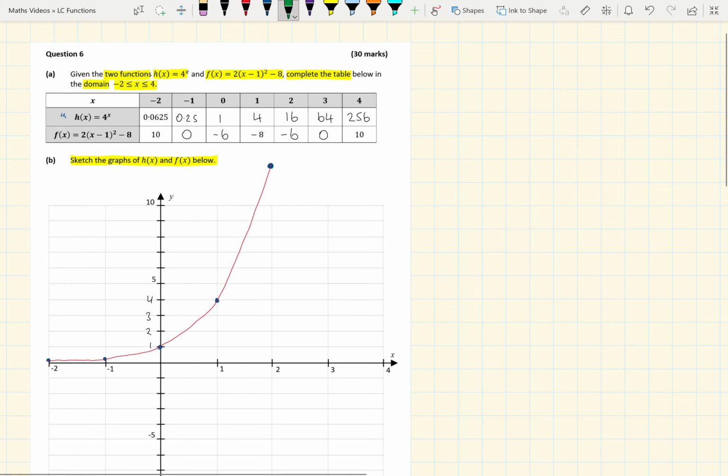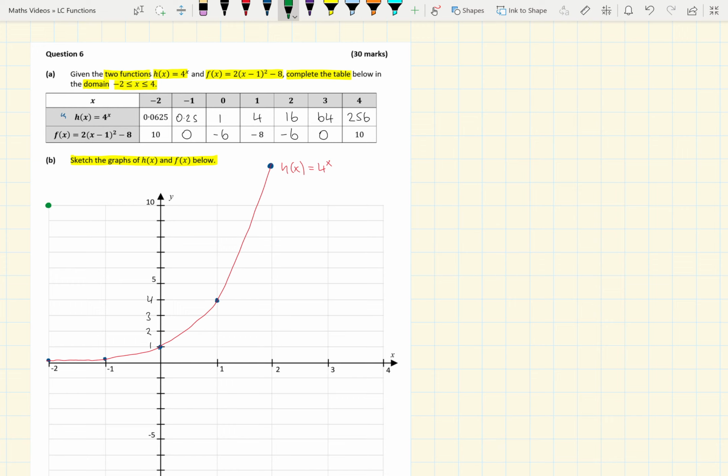Okay, and now to plot our second set of points for f of x. Oh, and we just want to label it. So there's, it's called h of x, 4 to the power of x. And now we're going to plot our second set of points. So we have -2, 10.